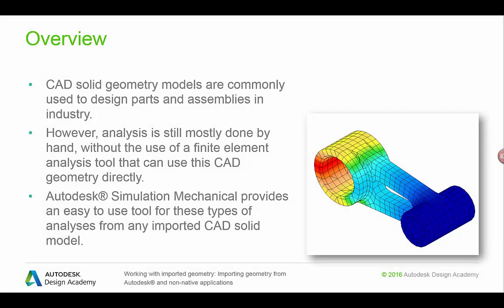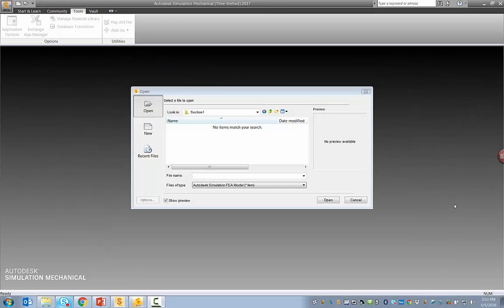CAD solid models are commonly used in design of parts and assemblies in the industry. However, analysis is still mostly done by hand without the use of finite element analysis tools that can use this CAD geometry directly. Autodesk Simulation Mechanical provides an easy-to-use tool for these types of analyses from any imported CAD solid model. Now let's get into the software.